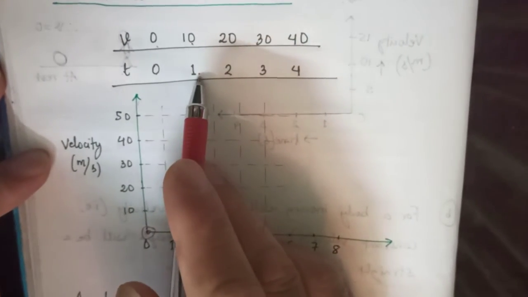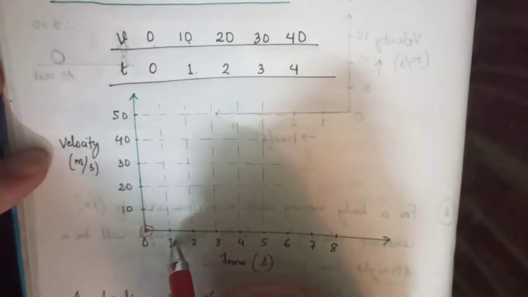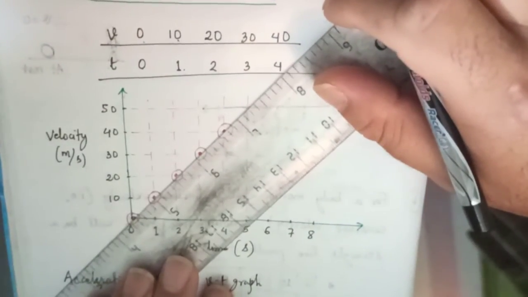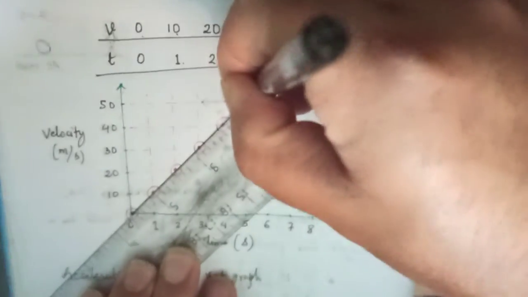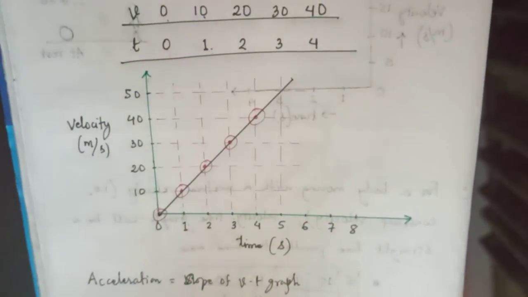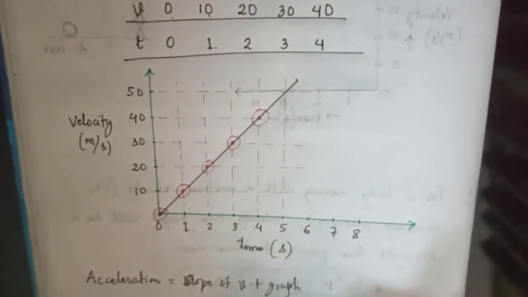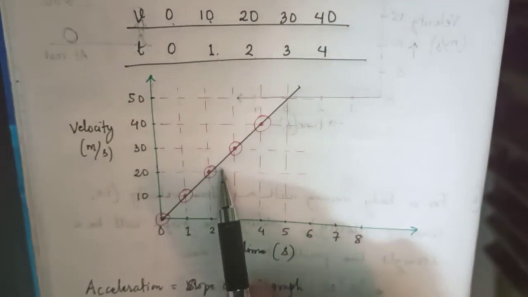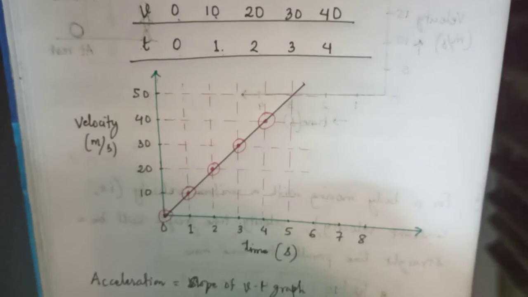When the time is 1 second, velocity is 10. The second point is here. If you join all these points, you get a straight line passing through the origin and inclined to the time axis. So if you have a body moving with uniform acceleration, then the velocity time graph will be a straight line inclined to the time axis.